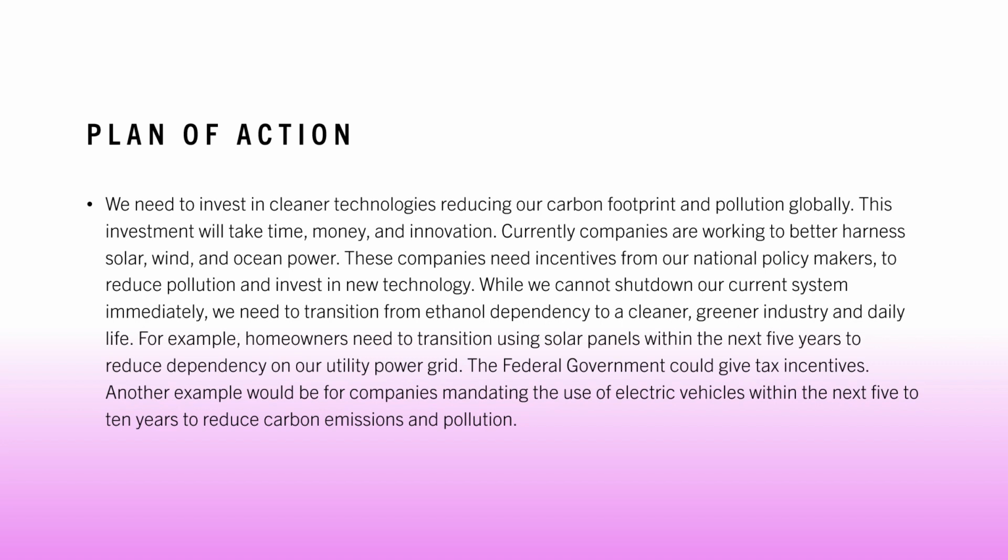Currently, companies are working to better harness solar, wind, and ocean power. These companies need incentives from our national policymakers to reduce pollution and invest in new technology. While we cannot shut down our current system immediately, we need to transition from ethanol dependency to cleaner, greener industry and daily life. For example, homeowners need to transition to using solar panels within the next 5 years to reduce our dependency on our utility power grid. The federal government could give tax incentives. Another example would be companies mandating the use of electric vehicles within the next 5 to 10 years to reduce carbon emissions and pollution.